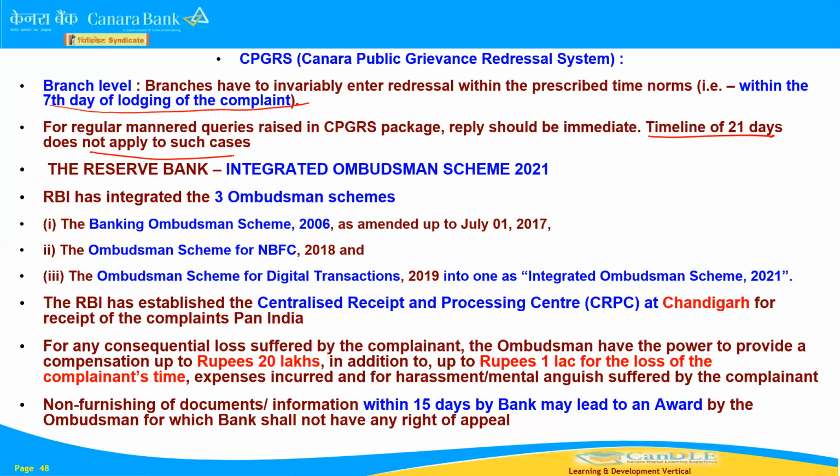For regular queries raised in CPGRS, the reply should be immediate. The timeline of 21 days is not applied to such cases. CPGRS may have not only customer complaints against customers or branches; some general queries they will also raise. Those we have to resolve immediately. For that, it is not 21 days. The remaining things are 21 days.